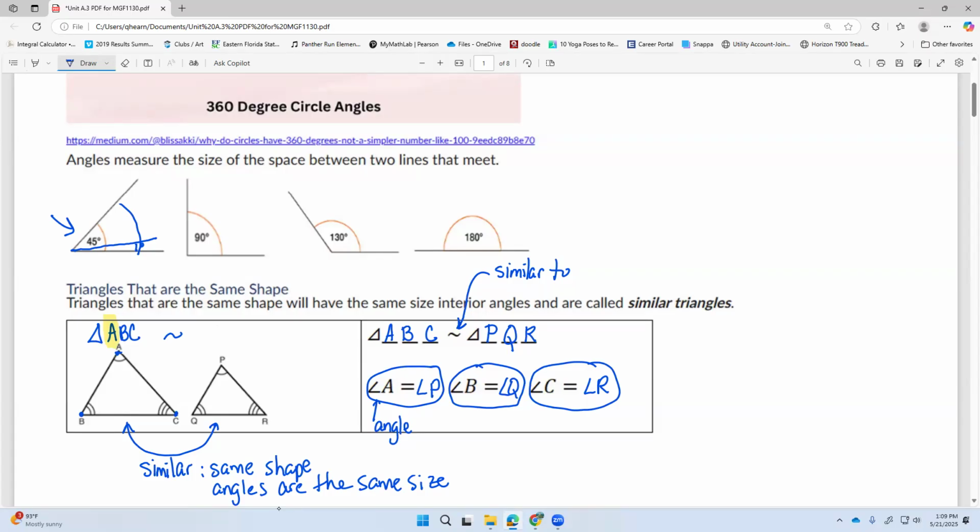So if you see this indication that two triangles are similar to each other, it's really packing in a lot of information, because it's not just telling you the two triangles have the same shape, it's also telling you specifically which angles are equal.